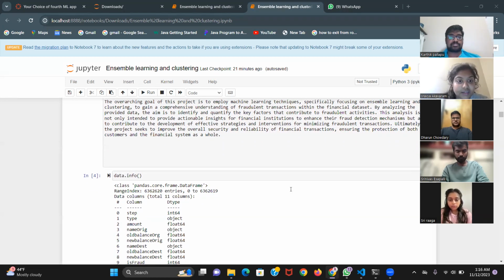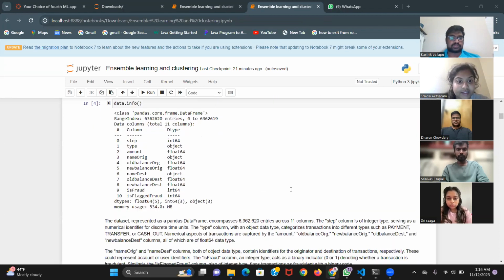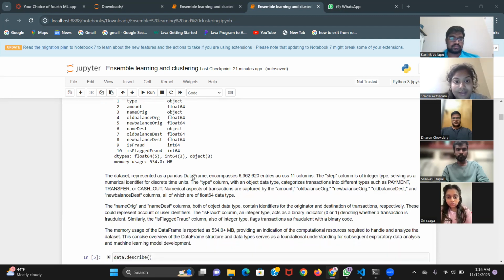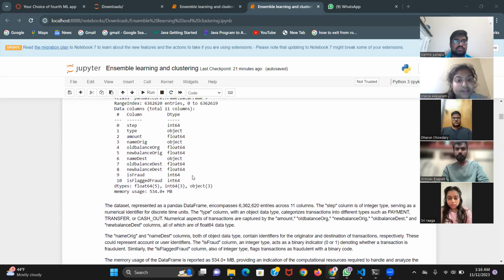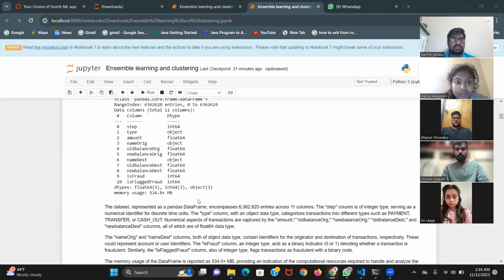Here we have seen the data information of that data set. Here we can see all the columns and the data types like float and int. Can you please scroll down?